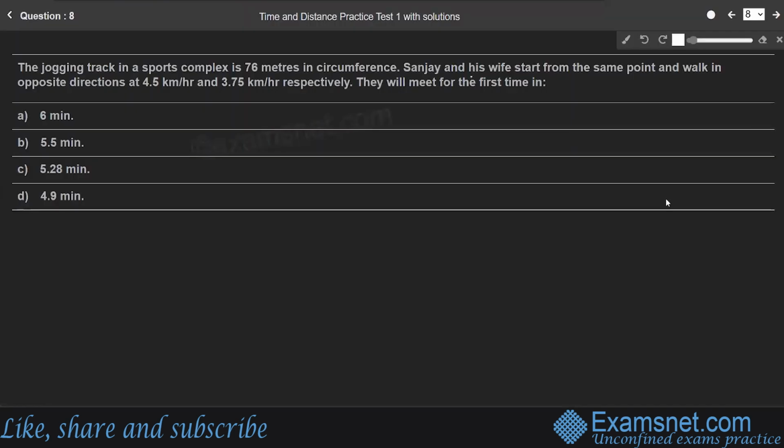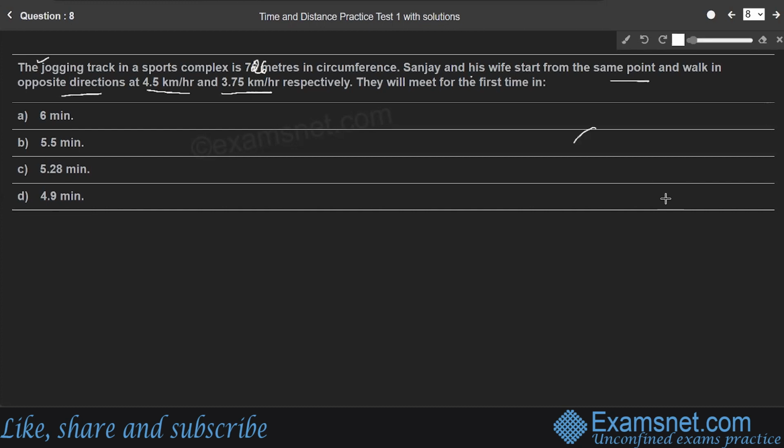Question number 8. The jogging track in a sports complex, here is a small correction, it should be 726 meters, right? So the jogging track is 726 meters in circumference. Sanjay and his wife start from the same point and walk in opposite directions at 4.5 kilometer per hour and 3.75 kilometer per hour respectively. They will meet for the first time in.